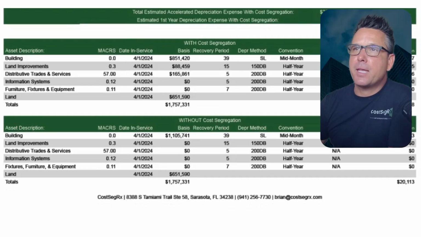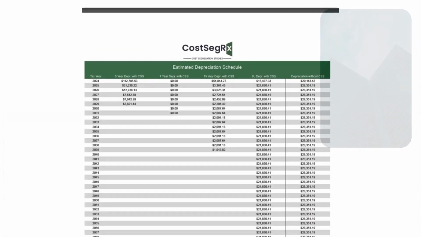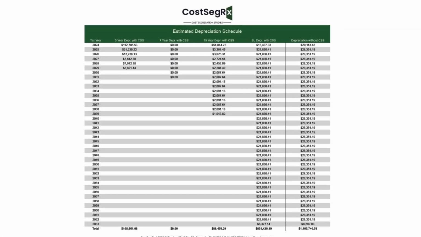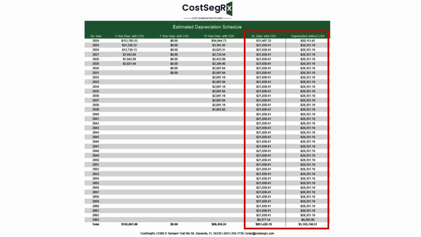If you scroll down to the next page on the estimate, what you'll see is I've also broken down a year-over-year view of the depreciation. What you do is you total up each individual year's depreciation. So you have your 5-year depreciation, your 15-year depreciation, and then your straight line depreciation. You'll also see that I put a comparison of what the depreciation would be without cost segregation.